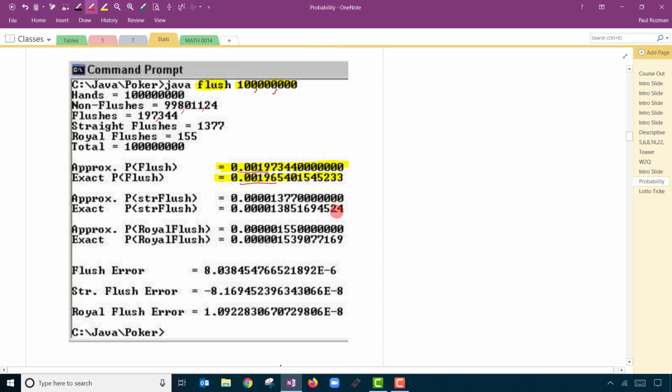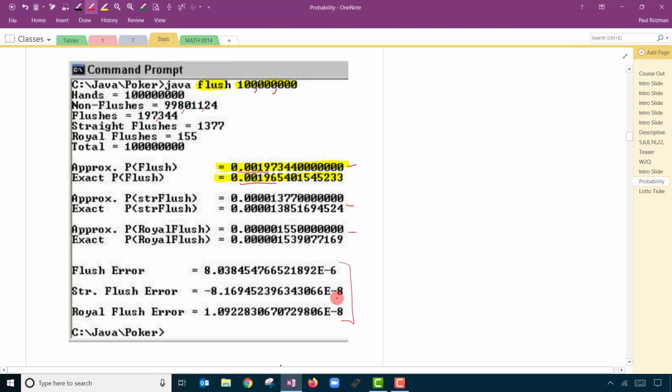I checked the straight flushes and royal flushes just to see how well I was doing there, and I was even doing a little bit better in my precision, ending up at the 6th decimal place or something. You can see I estimated a little bit low on the straight flushes, 137 versus 138 here, but I was a little lucky on my royal flushes. I dealt out more royal flushes than what I normally would expect. So I calculated the errors here. These are just the differences of these values, just to see how far off we were.